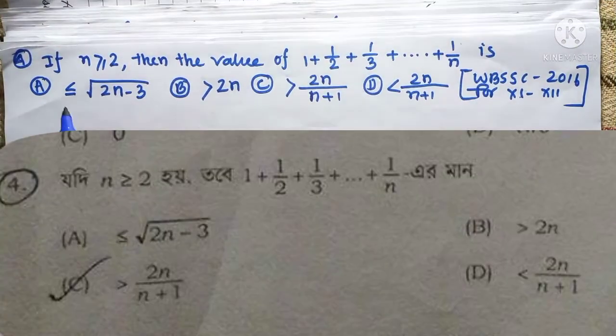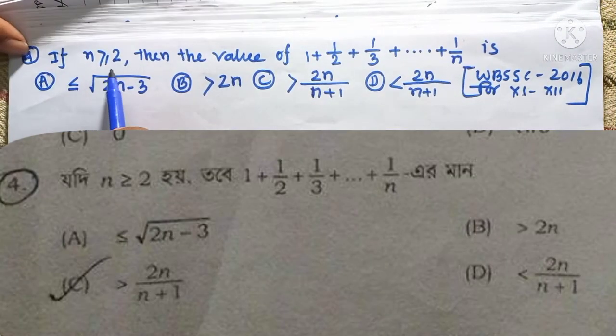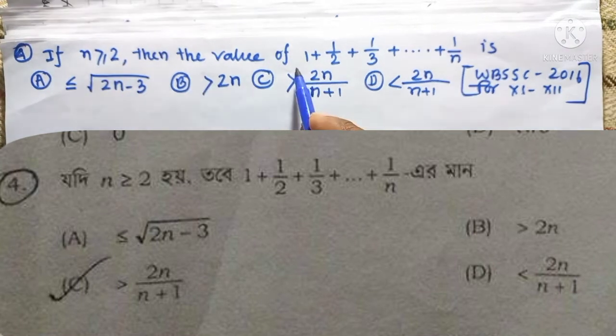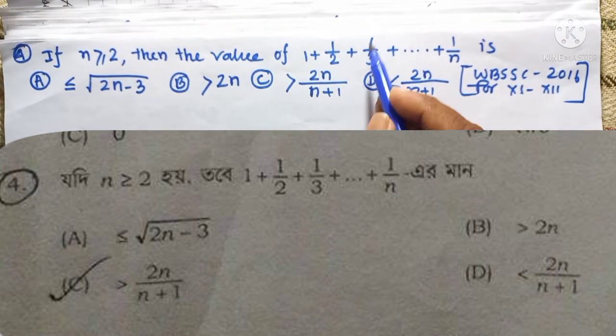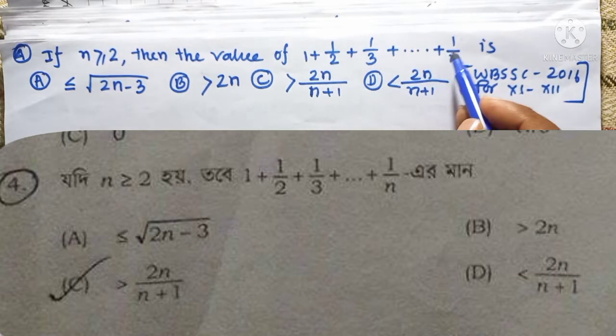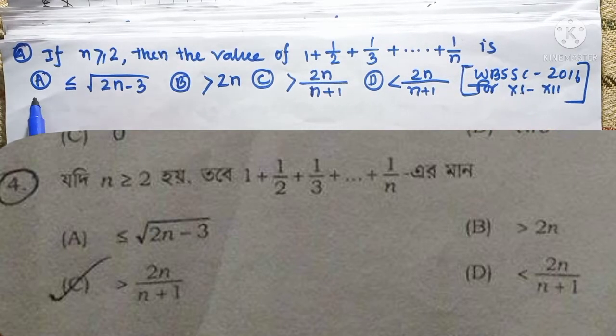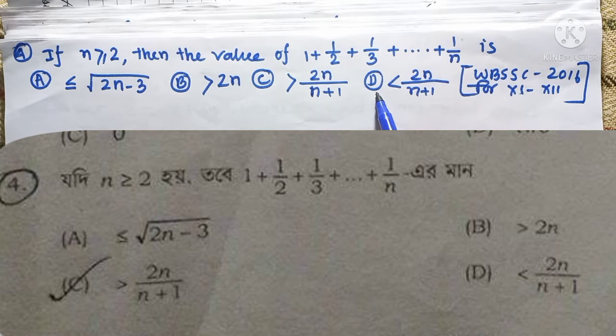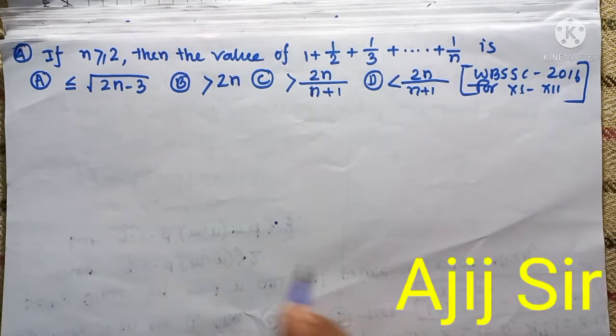Question number 4. If n greater than or equal to 2, then the value of 1 plus 1 by 2 plus 1 by 3 plus dot dot dot plus 1 by n is option A less than or equal to root over 2n minus 3, option B greater than 2n, option C greater than 2n by n plus 1, option D less than 2n by n plus 1.